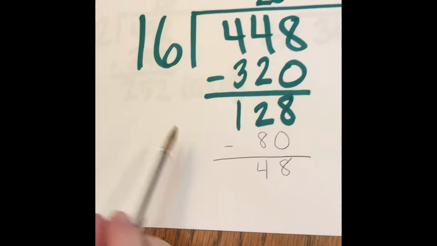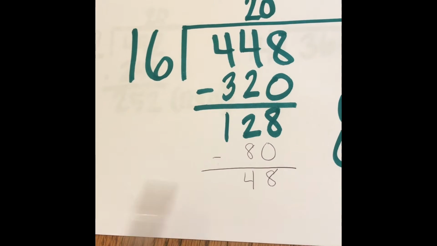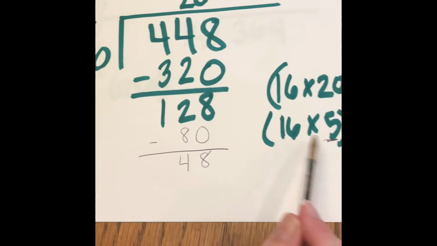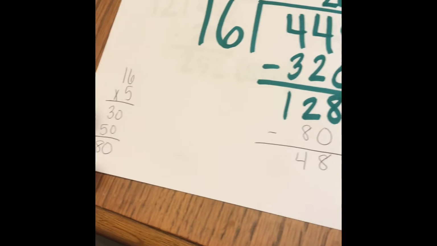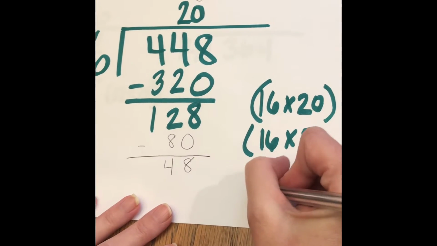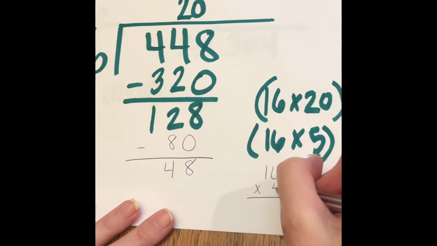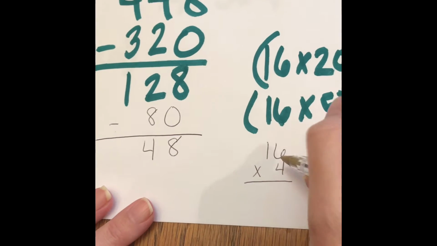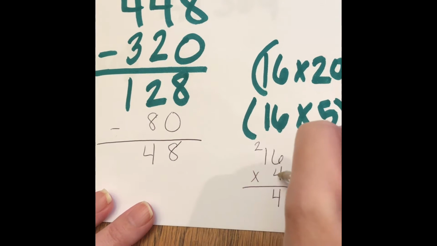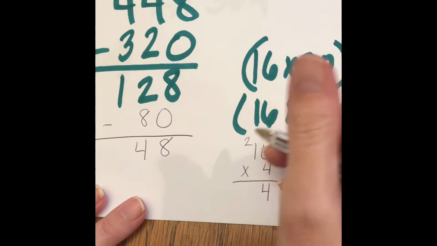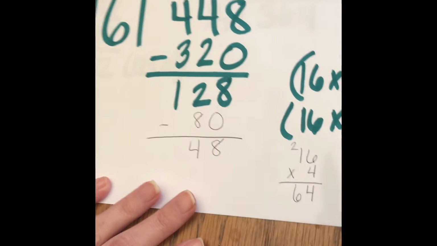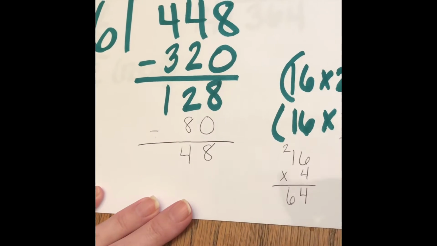So I can see that I can still make some more groups with 16 since I have 48. So I know it's going to be less than 5 though, because 16 times 5 is 80. So I could try 4, if you want to try 4. So another strategy for multiplying, 4 times 6 is 24, and I carry the 2, and then I do 4 times 1 plus the 2 gives me 64. So that was too much. I have to get as close as I can without going over.